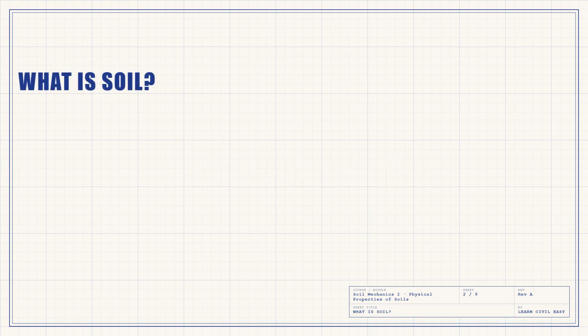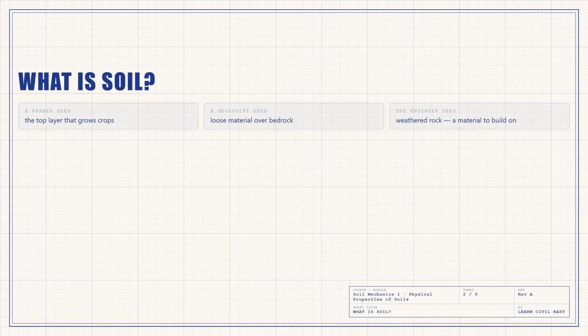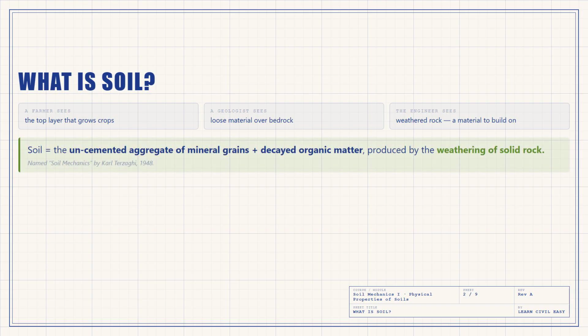First, what exactly is soil? To a farmer, soil is the top layer that grows crops. To a geologist, it is loose material sitting above bedrock, but to the civil engineer, the definition is sharper. Soil is the uncemented aggregate of mineral grains and decayed organic matter produced by the weathering of solid rock. That one word, weathering, is the key to this whole chapter.